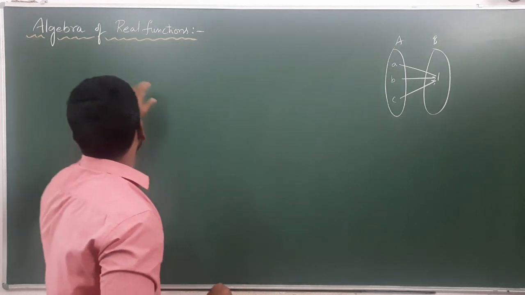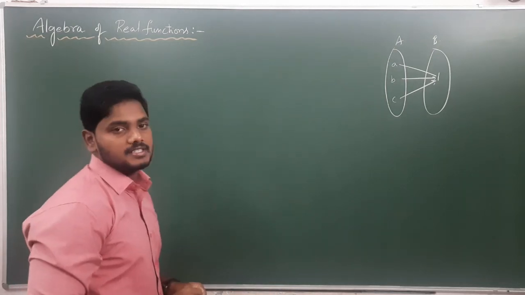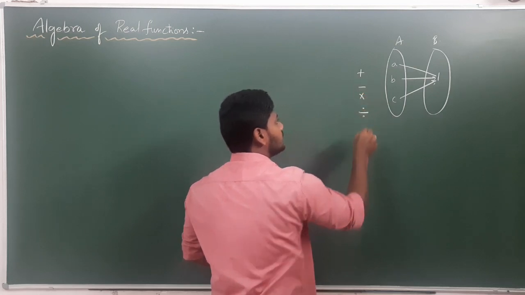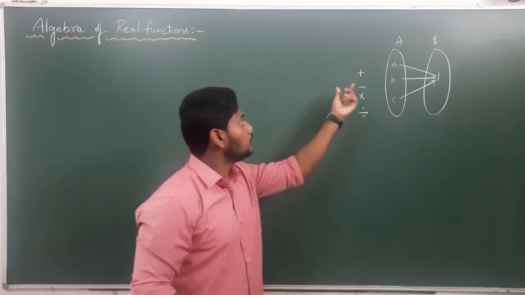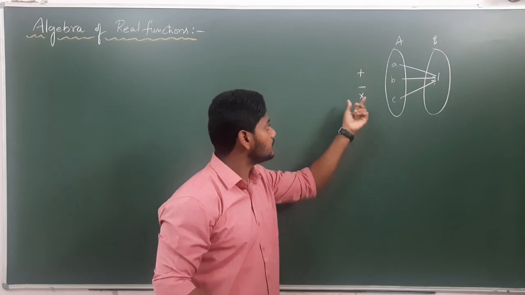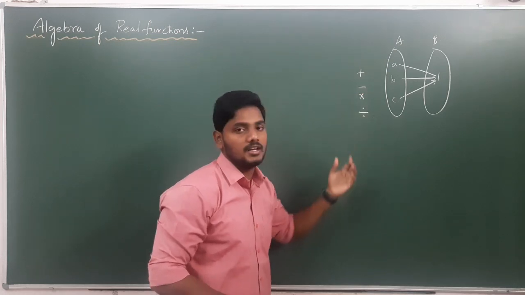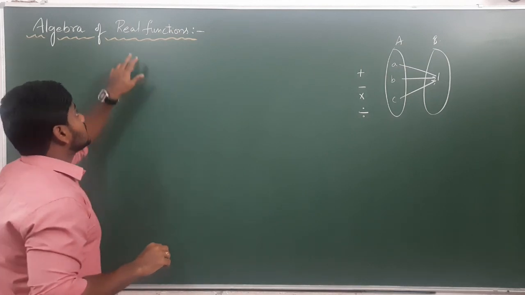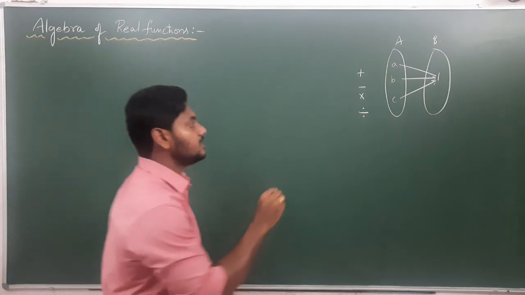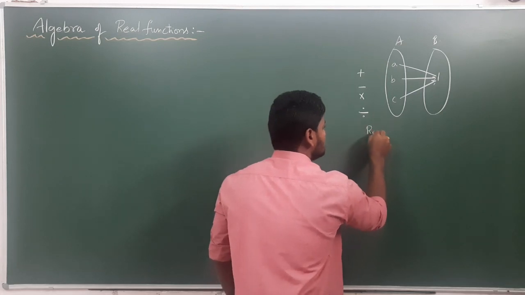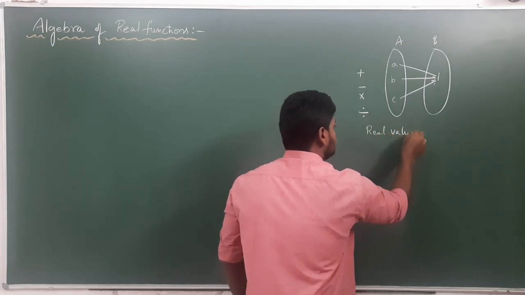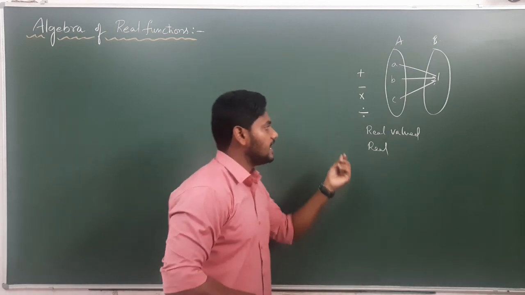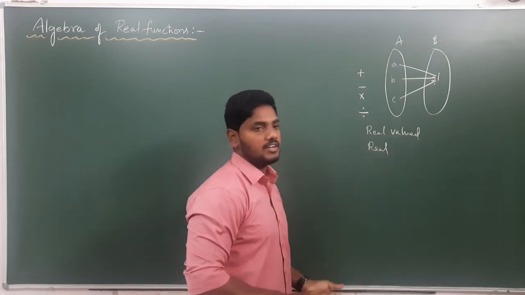Now in functions we have the algebra of real functions. Algebra is nothing but addition, subtraction, multiplication and division. If we add two functions, subtract two functions, or multiply two functions, how will that function become? To consider those, we will consider real functions. As I said, we have two types of functions: one is real valued function, another is real function. There is a very slight difference between real valued and real function.